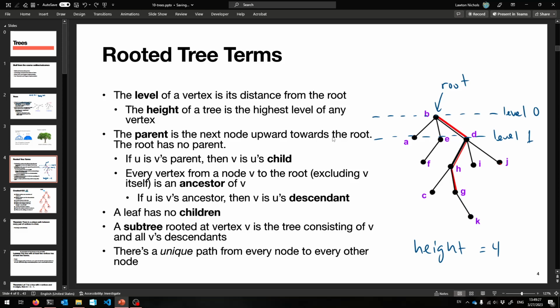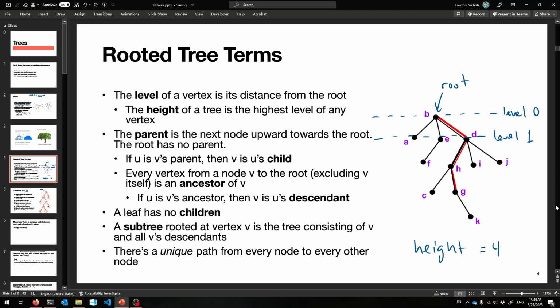All right. Parents and children, of course. Hopefully we remember these. The parent is the next node upward towards the root. So like the parent of F is E. The parent of E is B. B has no parent. It's the root. And then the opposite is true, of course. If you're the parent of somebody, they are your children. So E's child is F. B's child is E. All right?